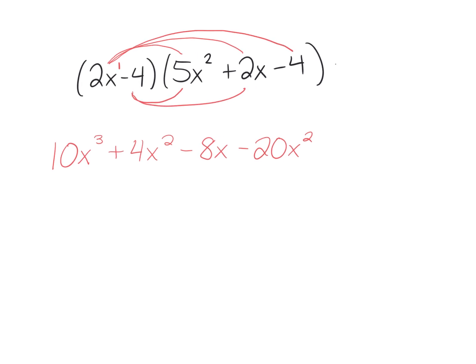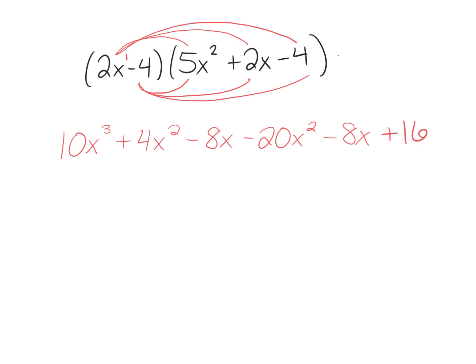See how these arrows are helping? Okay, so here I get negative 8x. Next I do negative 4 times negative 4, which is positive 16. Am I done? No, what is always going to be your last step? Combine like terms, putting it in standard form.